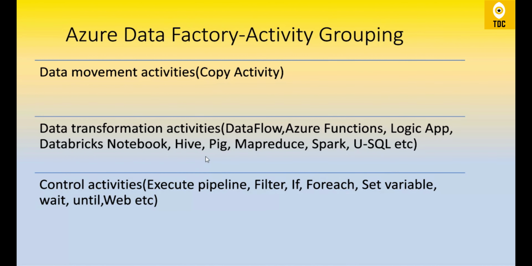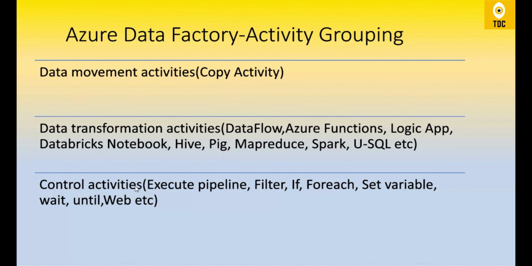And similarly, if you're using an on-premise Hadoop ecosystem, then you can use Hive, Pig, MapReduce, Spark kind of thing. And if you want to write custom U-SQL code, then you can use a U-SQL activity. So if you can see, in all these activities, what we are doing is using these activities to perform a data transformation. That means the data is getting changed from one form to another form, or you are writing some queries, right? And joining particular tables and all, right? So that's where we call it a data transformation.